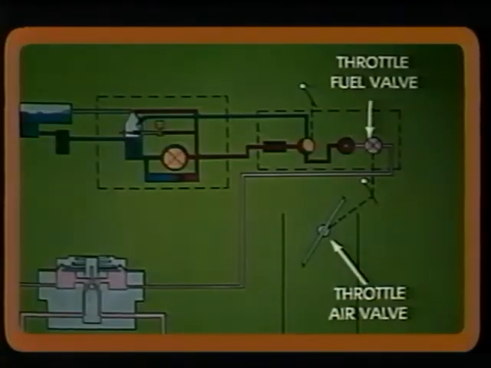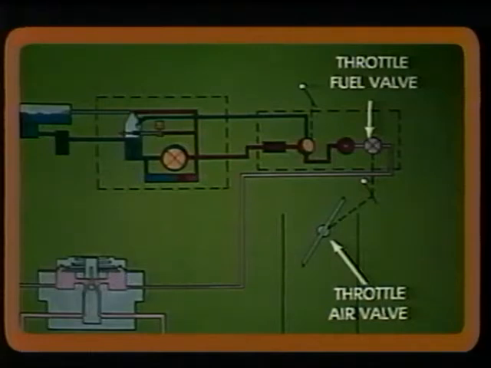The throttle fuel valve used in this system is merely a variable orifice located between the mixture control and the engine. It is connected by a linkage to the throttle air valve. So, as the throttle control in the cockpit is moved, the amount of both air and fuel directed into the engine is varied.